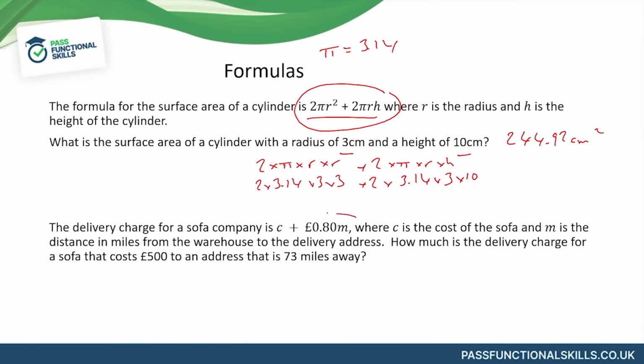Okay, so here is the formula for the cost of delivering a sofa, where C is the cost of the sofa. So here the cost is 500 plus 0.8 M. M is the number of miles from the warehouse, so here it's 73. So that's all we need to do. Type into our calculator 500 plus 0.8 times 73. If you don't have the confidence to do that in one hit, then do the 0.8 times 73, write it down, and then add 500 to it. And that comes to a total of £558.40.